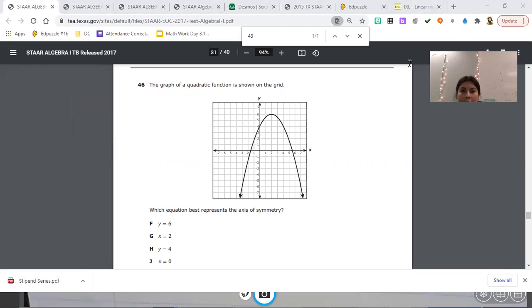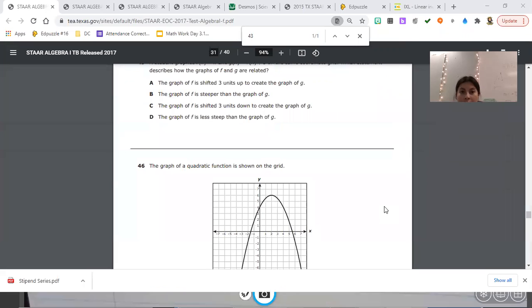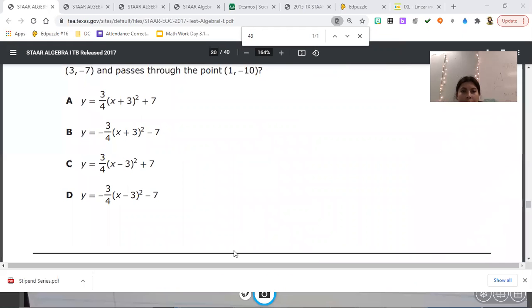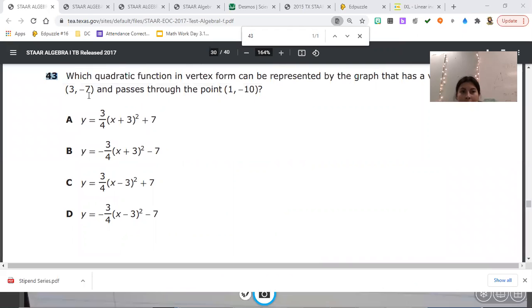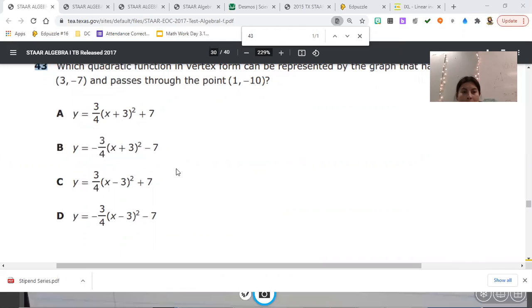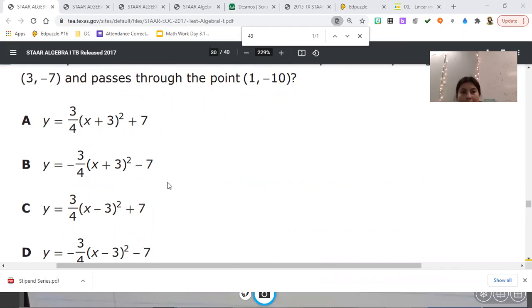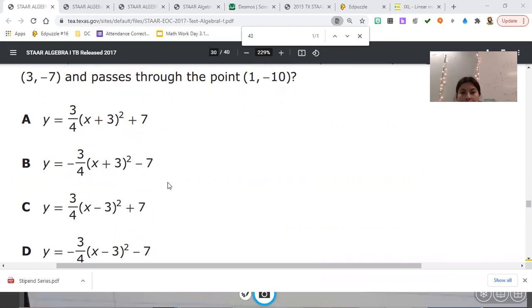Now, sometimes they may not give you the graph, which means that you'll have to graph it yourself on Desmos to be able to see the graph. So like these problems right here, they're asking which one has the vertex at 3, -7 and passes through 1, -10. So what I want you to do is pause the video, put these in your graphing calculator and see which one has the vertex at 3, -7. So you're going to put each one in your Desmos calculator. So stop the video. All right, which one is the answer?